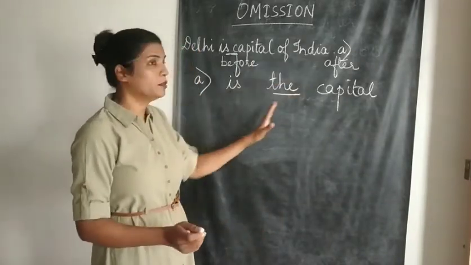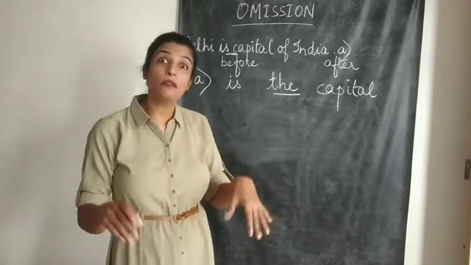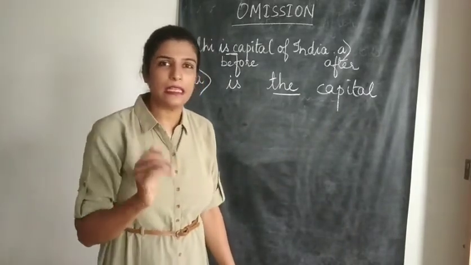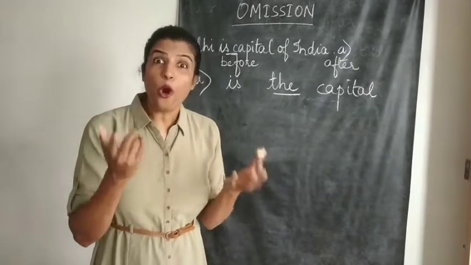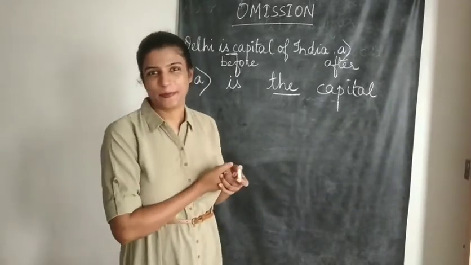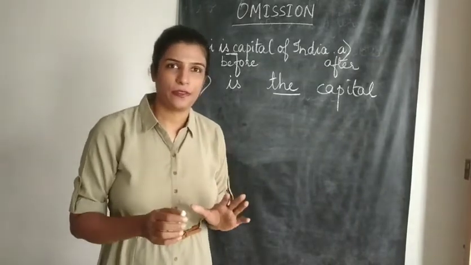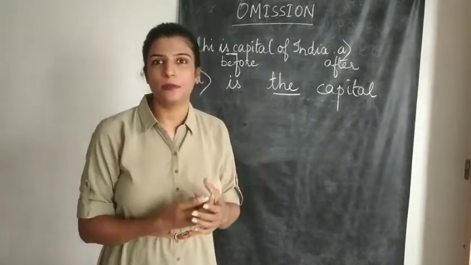This is how the omission exercise looks and you have to solve it. Now the question arises: what can go missing? Okay. Now, if you say, ma'am, verb goes missing.